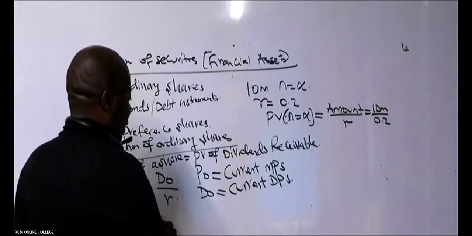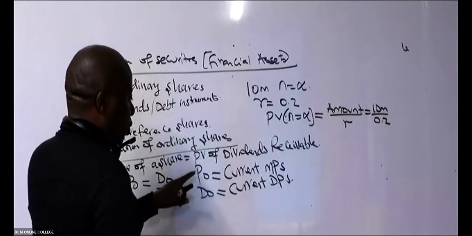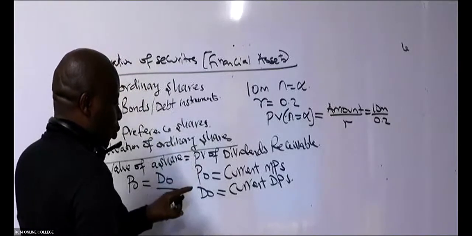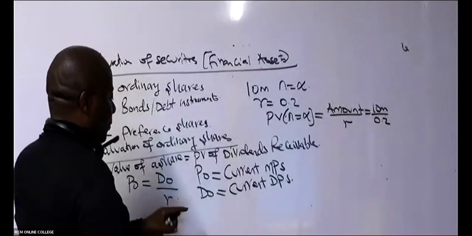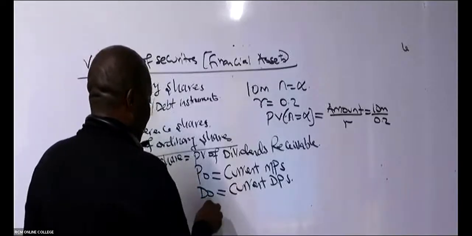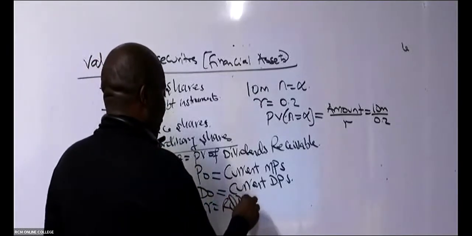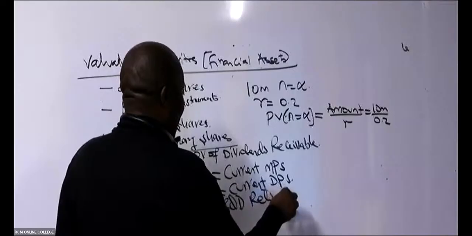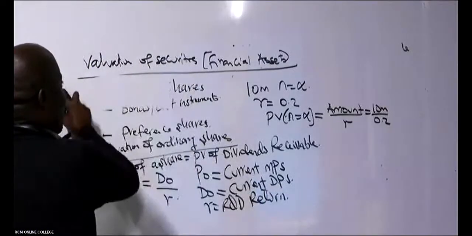Yeah. So then we have P0 stands for current market price per share, right, in full. D0 is the current dividend per share. And then this R is the required return. R is the required return.